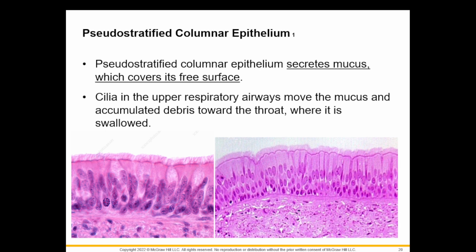So for protection. And as you can see here, the free surface of the cell has extensions, and these are our cilia. What cytoskeleton is our cilia made up of again? Microtubules. And what is the cilia's job? It moves the mucus towards the throat where it is eventually swallowed. So the dirt caught by our mucus, the cilia moves it towards the throat so we can swallow it.